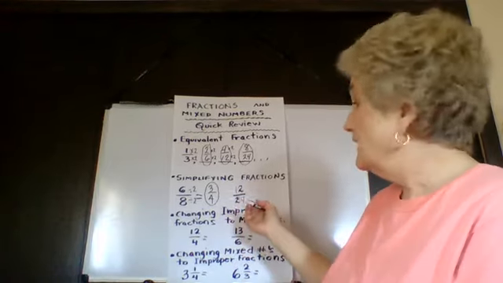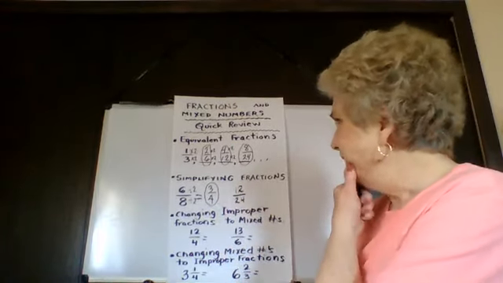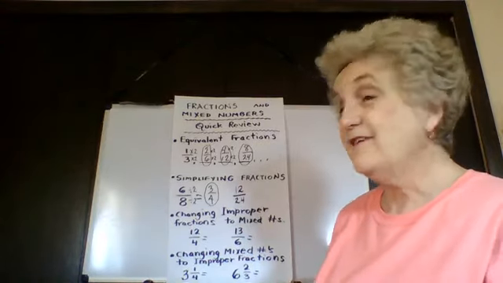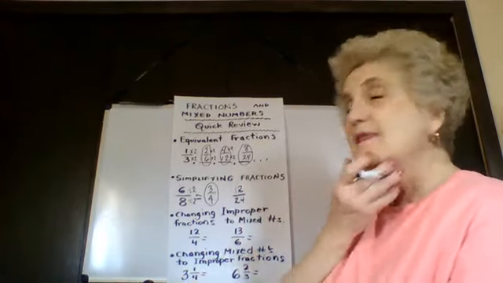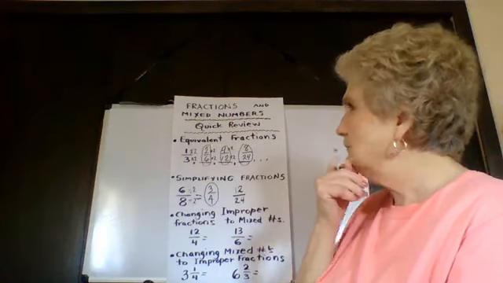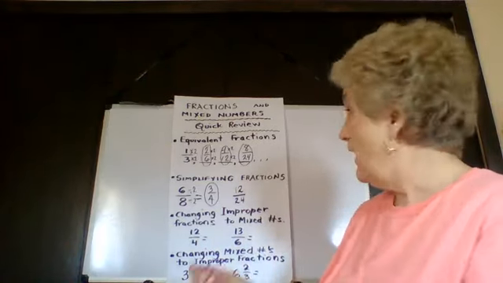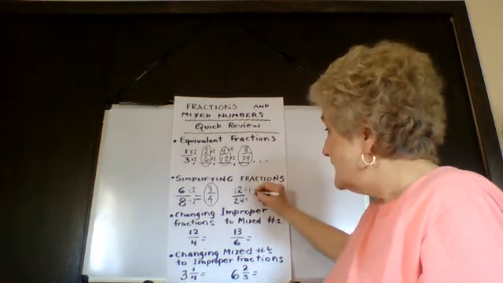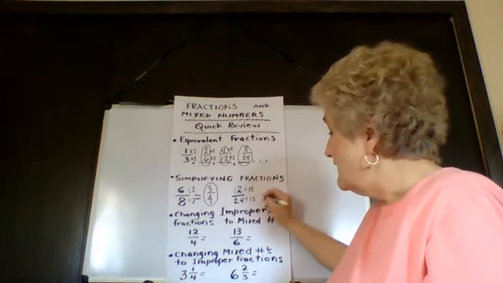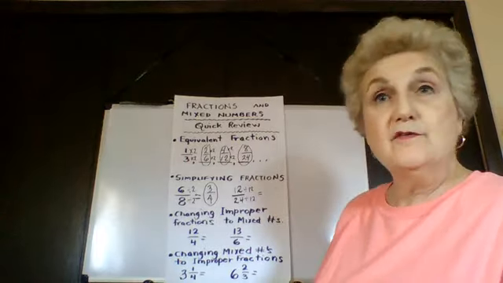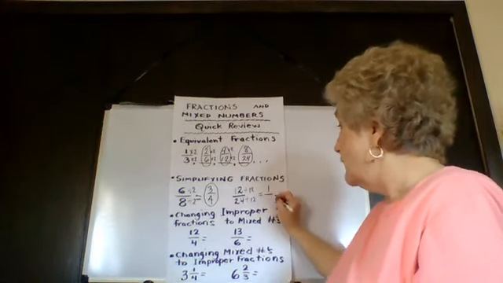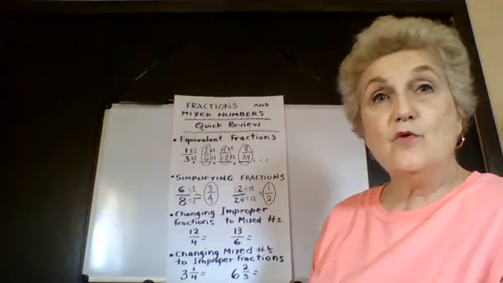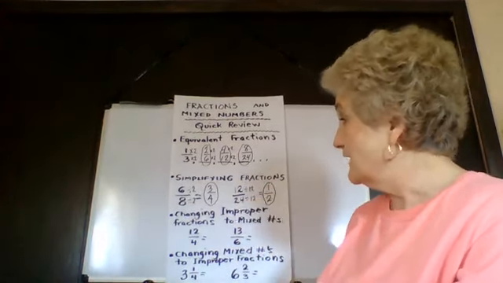Let's try another one. 12/24. Well, I could do 2, but the idea is to get the greatest common factor because you'll get done faster. So I think of my timetables. Well, I know 12 times 2 is 24. I could use 12 as my greatest common factor. So let's divide the numerator by 12 and the denominator by 12. 12 divided by 12 is 1. 24 divided by 12 is 2. There we go. That's the reduced form or the simplest form of 12/24.